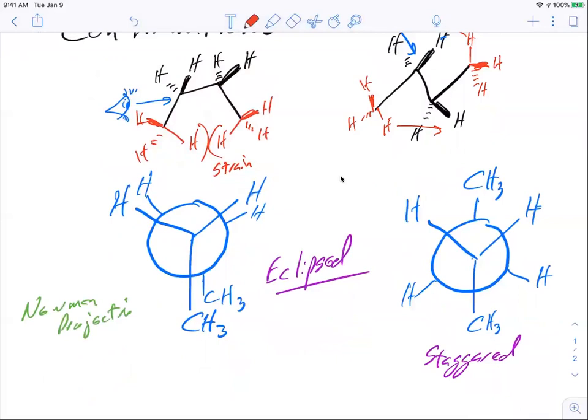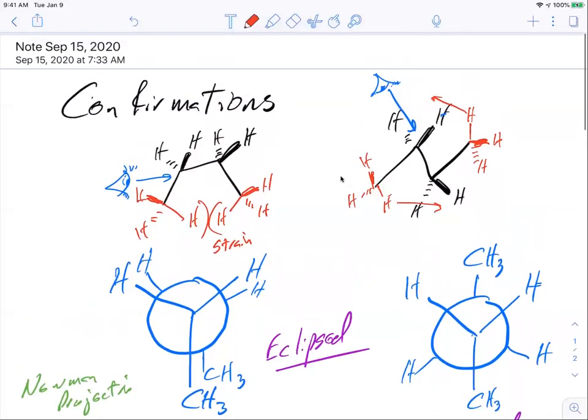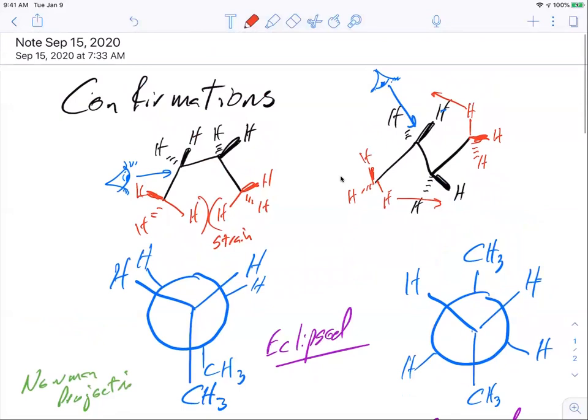Eclipsed takes energy, because we're getting too close, but staggered provides space, and therefore we don't have to worry about the repulsion. And the repulsion comes from the fact that every single atom has electrons on the outside. So they're not attracted to each other, they're repulsing because they're all negative on the outside. Okay, so these are the basic conformations of an acyclic.